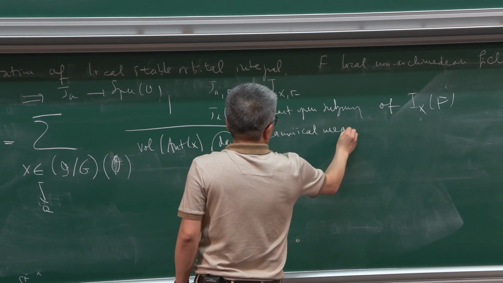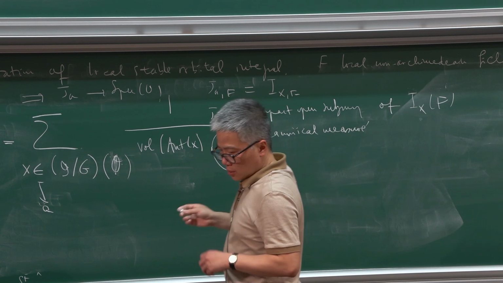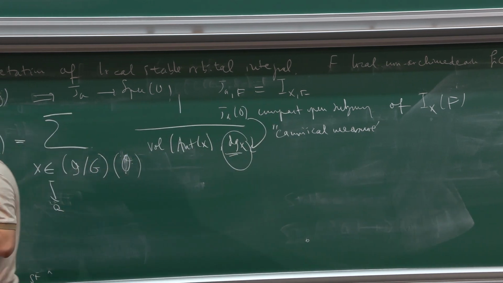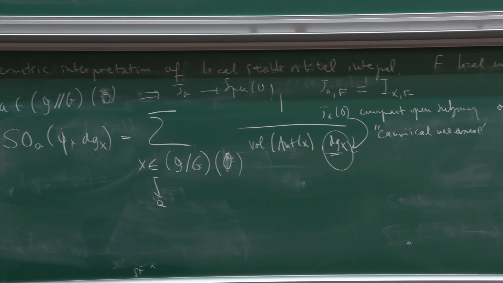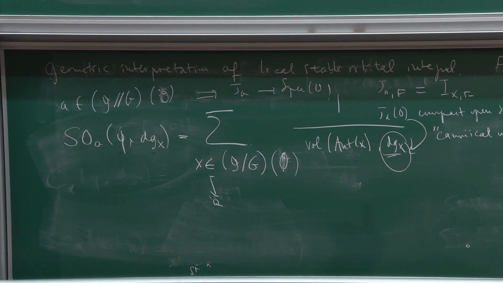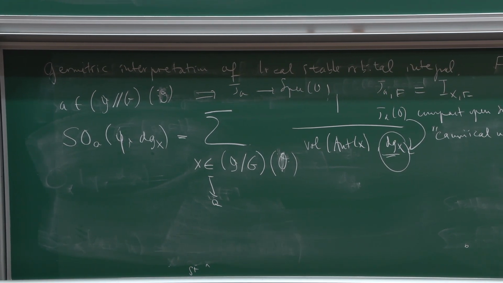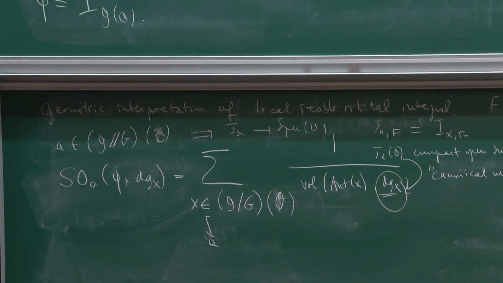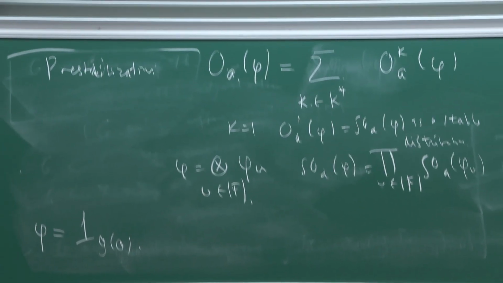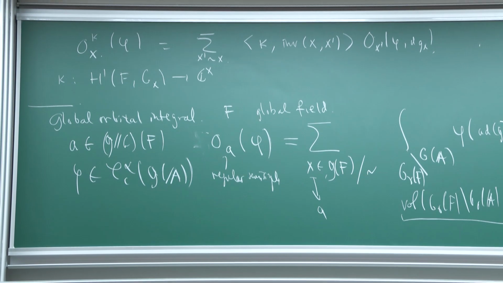I think in the Arthur-Selberg trace formula they choose another Haar measure, but this is a measure that is better when you look at a function from A to ω_κ(A). So this is a better measure. All right.